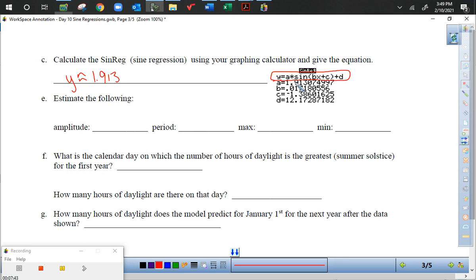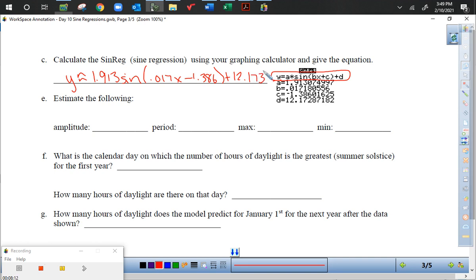Okay, from there, we're using the parent function sine. Again, your calculator always will use that. Then in parentheses, just bx plus c. So this is already distributed through. We're not going to do any extra parentheses than we see. 0.017 x plus c is just minus 1.386. Close it, and then on the end we're tacking the plus 12.173.